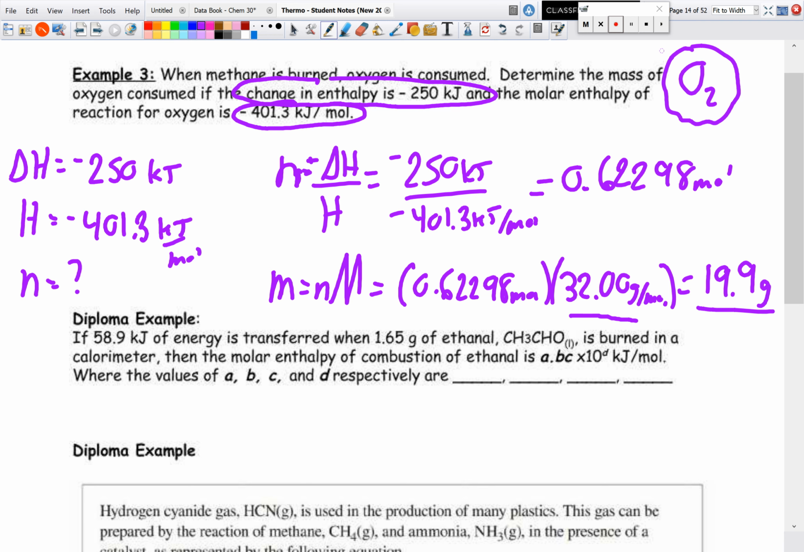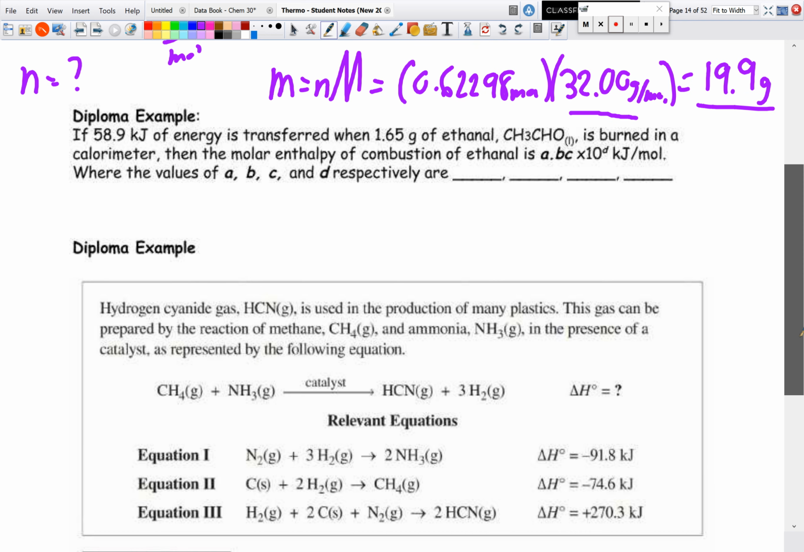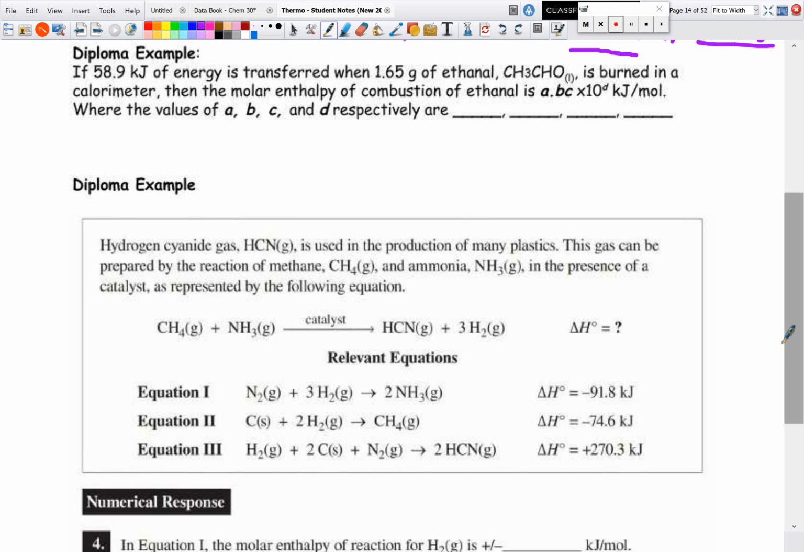All right, so this is number one. This is one as well. It's like just knowing the units, knowing our equation, how to rearrange is going to be huge. Now down below, we have 2 old diploma examples. All right, so we have if 58.9 kilojoules of energy is transferred when 1.65 grams of ethanol, that's with an Al, CH3CHO, is burned in a calorimeter.